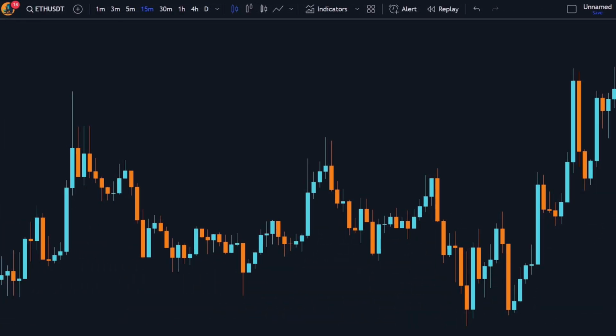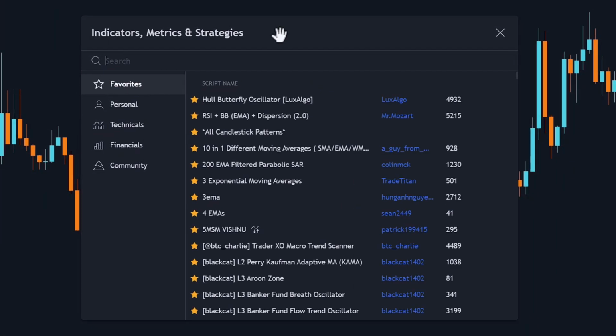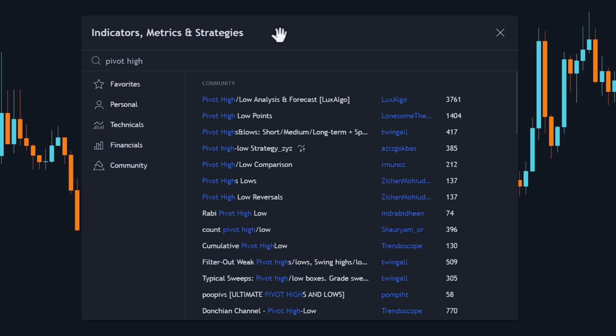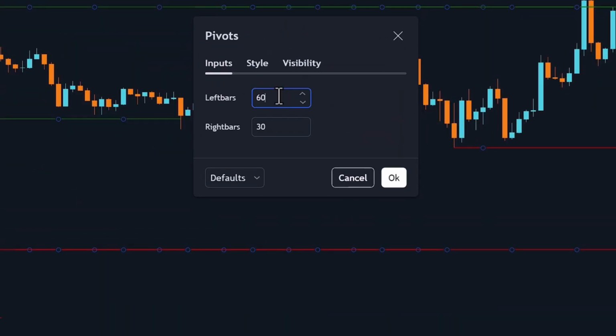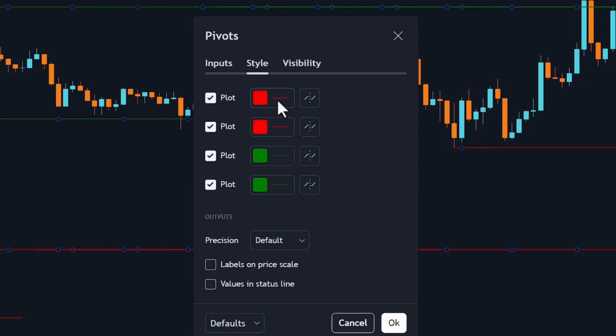First up, let's unlock the power of indicators. Head over to the Indicators tab, and we're going to add our first tool, the Pivot High-Low line. Once you've added it to your chart, it's time to customize it. Click the little gear icon or simply double-click on the indicator to adjust the settings to fit your trading style.